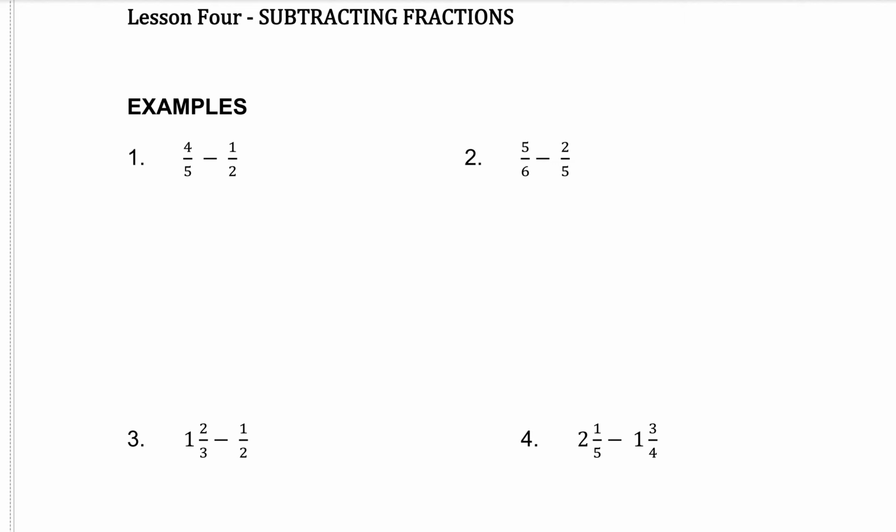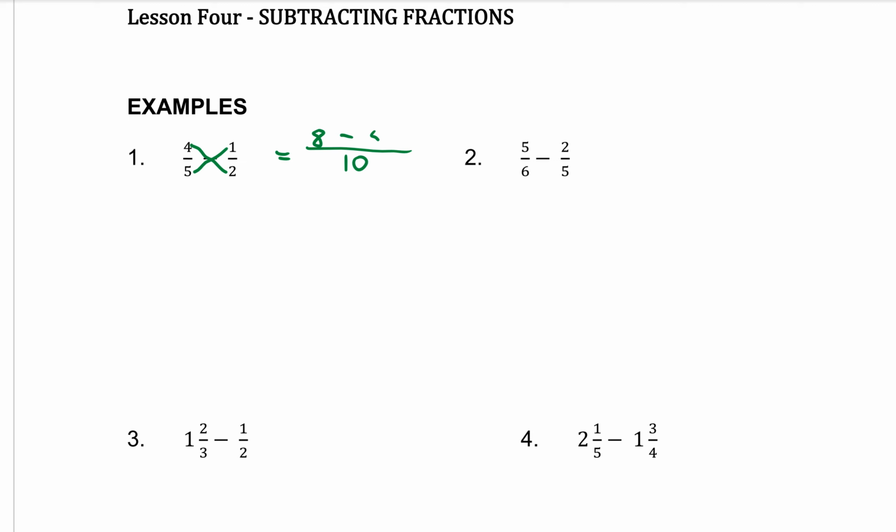Minus 1 over 2. So the first thing we do is times those denominators together. 5 times 2 is 10. Then we times diagonally. 4 times 2 is 8. These questions are all subtraction questions, so we have a minus sign. 1 times 5 is 5.